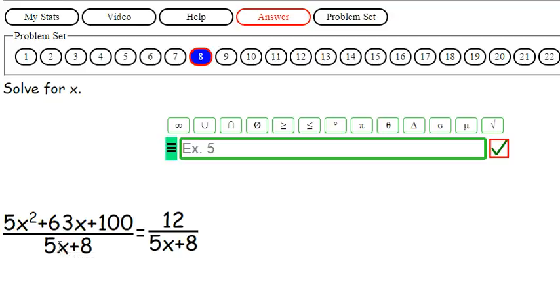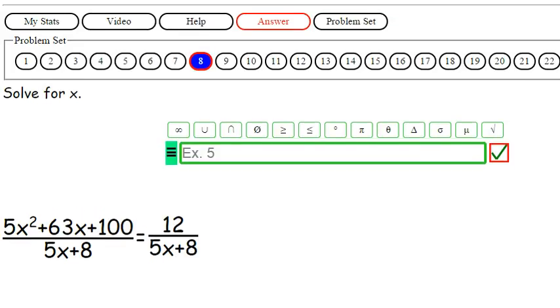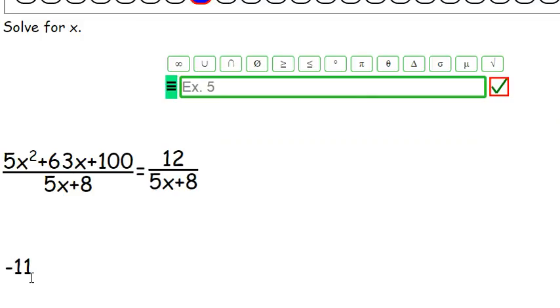If you put in the negative 8 over 5 right here, we'd end up getting 0 in the denominator, and you can't divide by 0. So that's really not a solution to the equation. The only solution to the equation is going to be your negative 11. That's kind of a trick here, and that's something we've got to watch for.